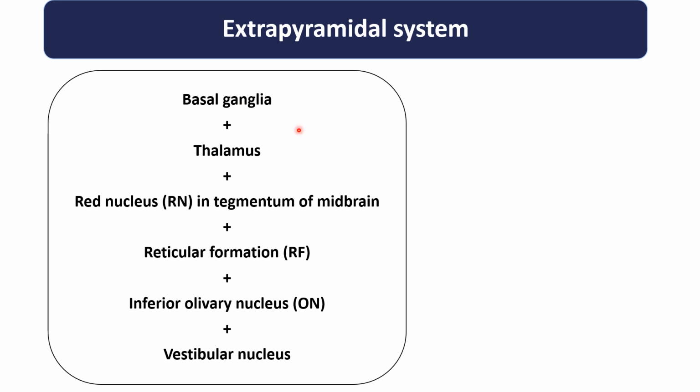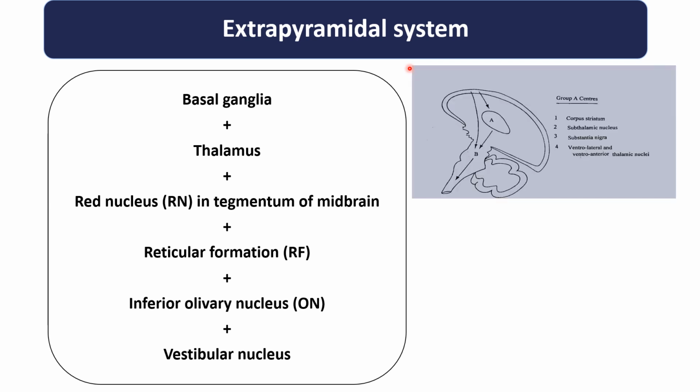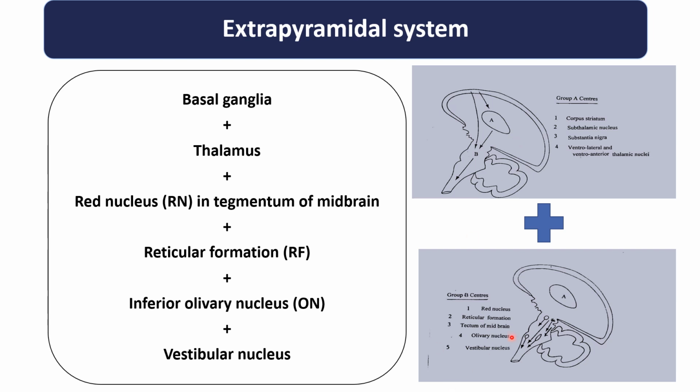So other than the basal ganglia, the thalamus, red nucleus and tegmentum of midbrain, reticular formation, inferior olivary nucleus and vestibular nucleus are also included in the extrapyramidal system. So broadly, group A centers and group B centers are included in the extrapyramidal system. In group A centers, the structures of the basal ganglia are included, while in group B, other structures such as the red nucleus, reticular formation, olivary nucleus and vestibular nucleus.